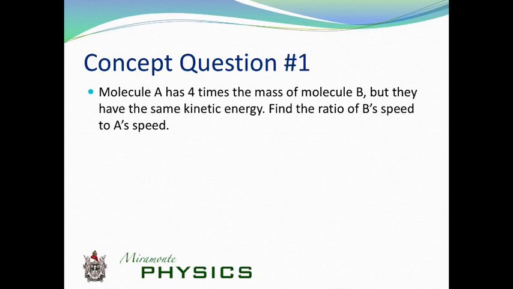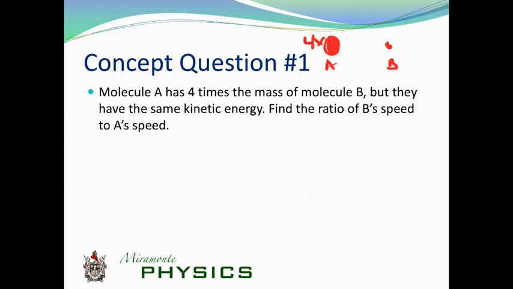Okay. Couple concept questions, actually just one or two. Molecule A has 4 times the mass of molecule B, but they have the same kinetic energy. Find the ratio of B's speed to A's speed. Okay, so like molecule A is really massive, and molecule B is not so massive, and molecule A has 4 times the mass of molecule B. The question is, if they have the same kinetic energy, what's the ratio of their 2 speeds?